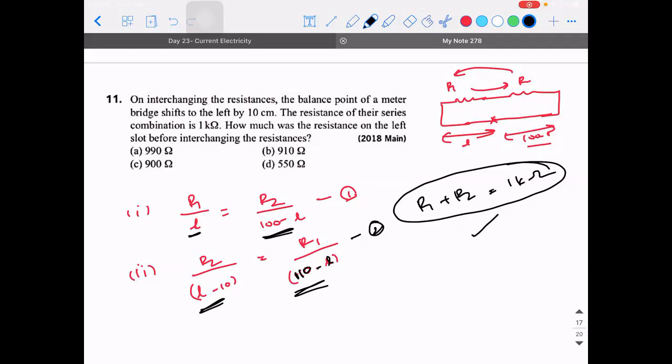Sir, in this chapter, application based problems are very difficult. Like the assertion problems. Yeah, tell me. The assertion reasoning problem.